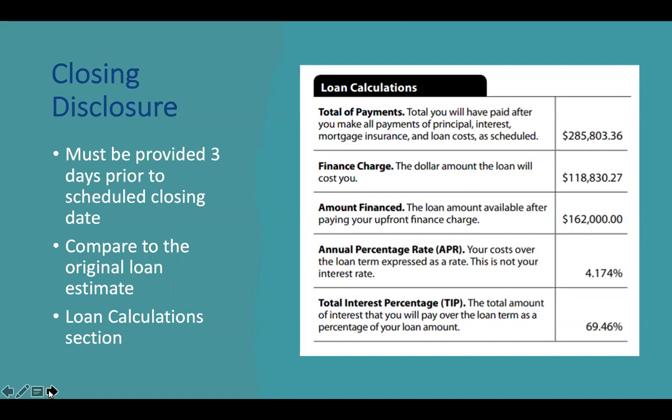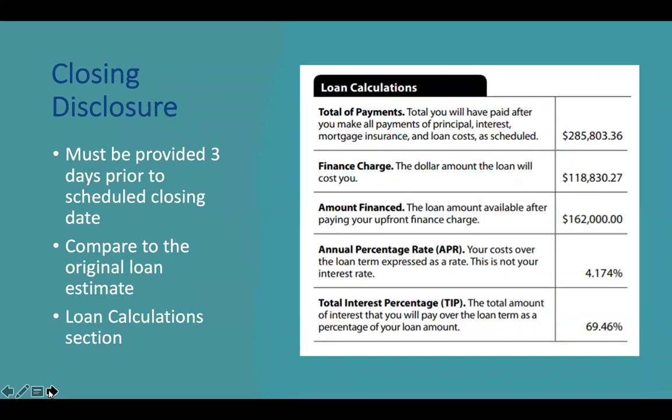It will show the APR. That's the cost of the loan expressed as an interest rate. And Mackenzie talked to us about this. And then finally, it will show you the total interest percentage, or the TIP. This is the total amount of interest that you will pay over the term, expressed as a percentage of the loan. So you'll see on this, it's almost 69 and a half. So you're paying the full amount of the mortgage plus another 69 and a half.